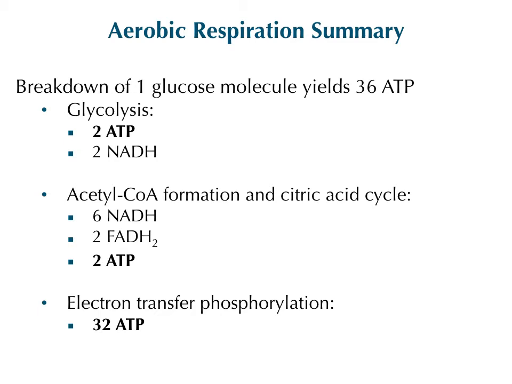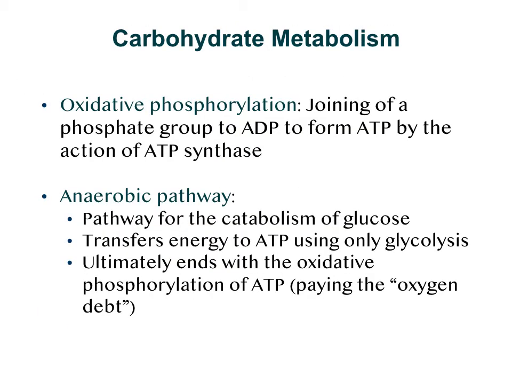Okay, so let's summarize again some of our carbohydrate metabolism. Oxidative phosphorylation is the joining of a phosphate group to ADP to form ATP by the action of the enzyme ATP synthase. And as I just said, oxidative phosphorylation is made up by together the electron transport chain and chemiosmosis.